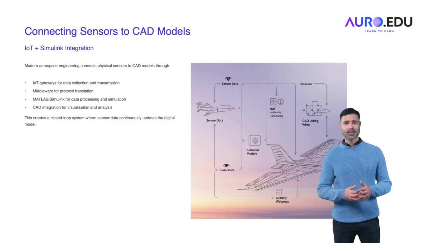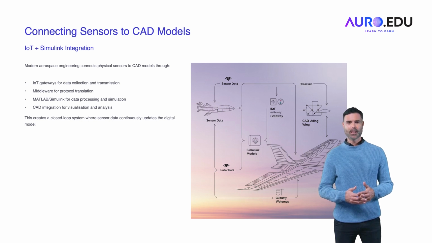Connecting sensors to CAD models. Connecting real-time sensor data to CAD models through digital twins allows for real-time performance analysis and design refinement. IoT gateways enable the collection and transmission of data from aircraft sensors to simulation models, providing real-time updates. The use of Simulink helps process and analyze the data, feeding it back into the CAD models for visualization and real-time simulation updates.